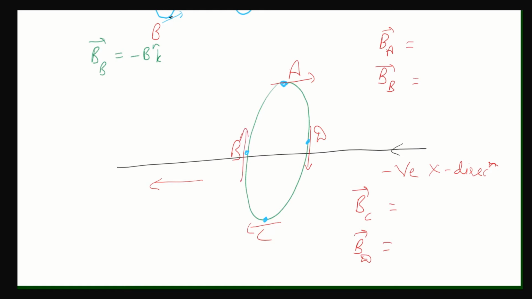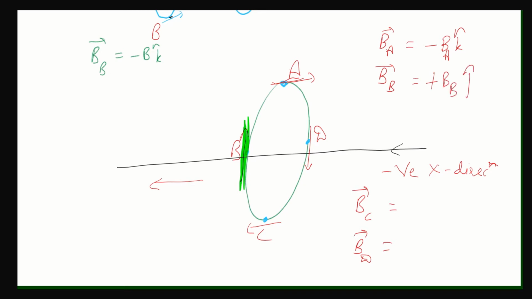So at A point, if the tangent is going inside, it is the direction of negative z-axis. So it is minus B A k cap. At B point, what is happening? Look at B point. Tangent is going up, in the upward direction. Can I say it is j cap? Then magnetic field at B point is B j cap.